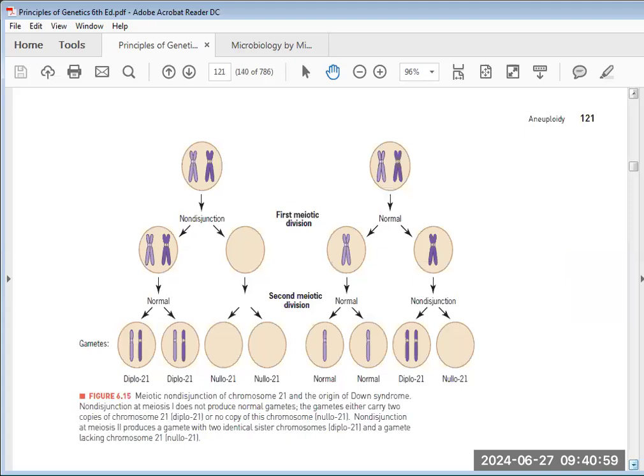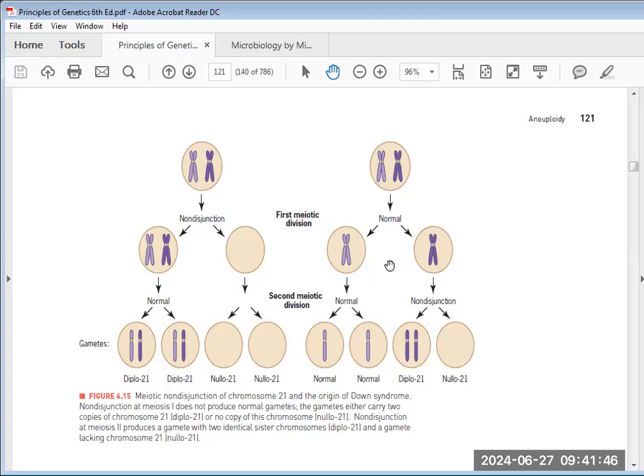Now, this is a diagram showing non-disjunction. The diagram is not complete. It is not properly showing non-disjunction. This can be seen in some other books. Anyhow, you have to look at here. This is a normal cell. There are two possibilities. The one possibility is, remember, this is chromosome number 21, this pair number 21 of chromosomes, which is a homologous chromosome pair.